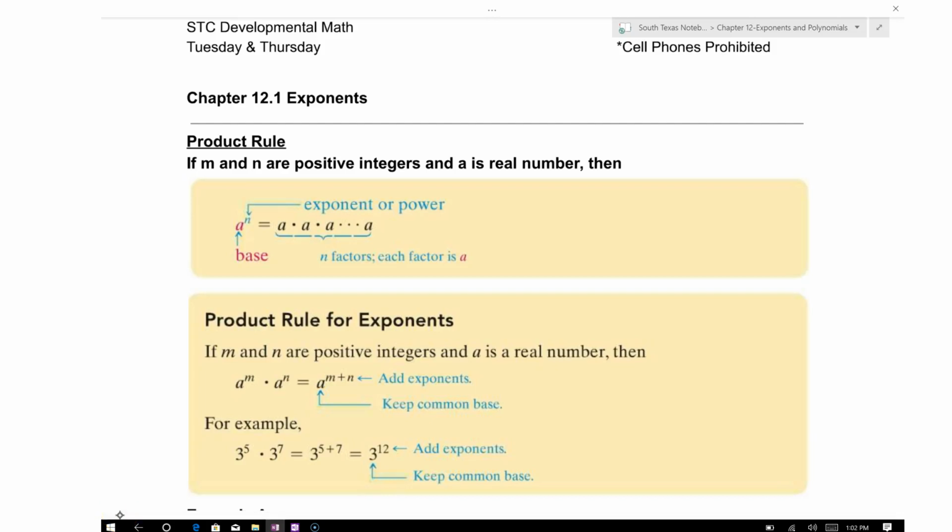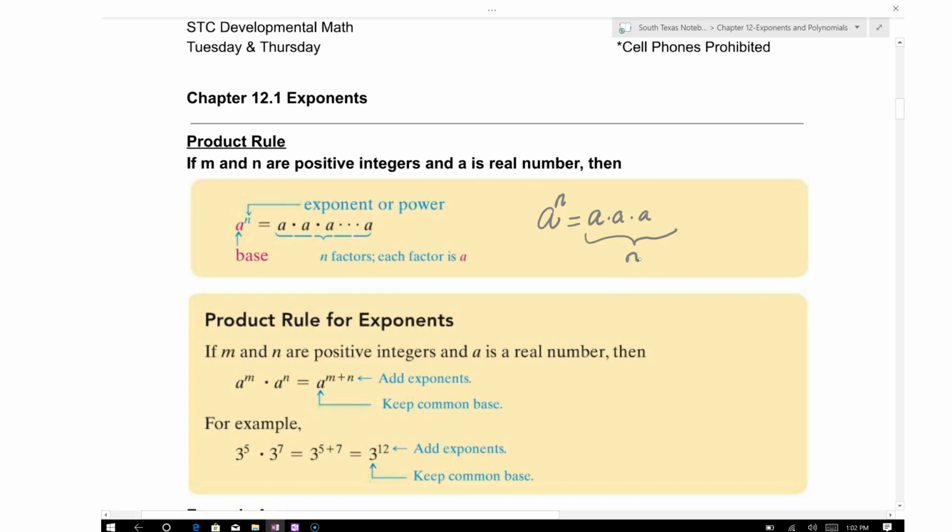Today's lesson is chapter 12.1, and we're dealing with exponents. What I'm going to teach you today is the product rule. We know that we have a raised to a certain power, and we say n. That means that we're going to have a times a times a, and we're going to have it n times, right?